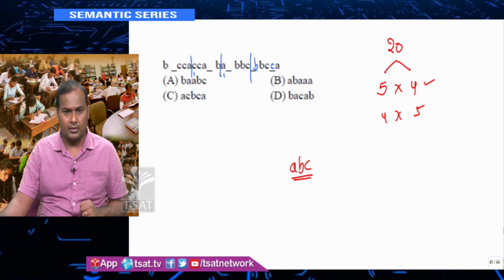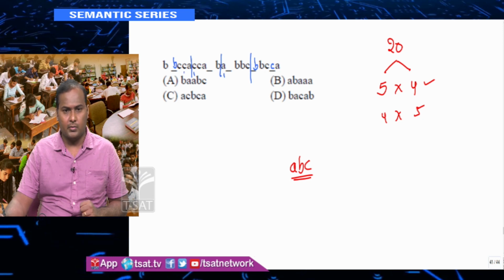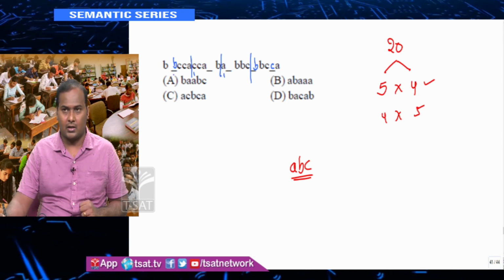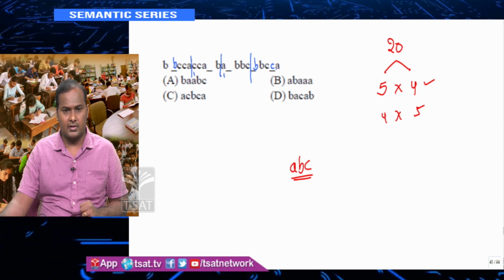So now here B B C C A. Here also B B C C A. The moment you see this, you know the repetition pattern now. What is the repetition here? B B C C A. Last one also B B C C A.